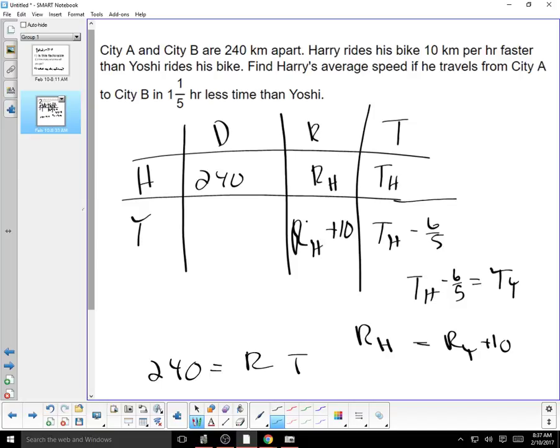We're saying rate of Harry is equal to rate of Yoshi, but that's not true, because in order for them to be equal, I would have to give Yoshi 10 more miles, right? You see what I'm saying? If this is truly an equation, then I have to give Yoshi more. So this one should stay as rate of Yoshi, and this should become the rate of Yoshi plus 10. And I need to just have one variable there.